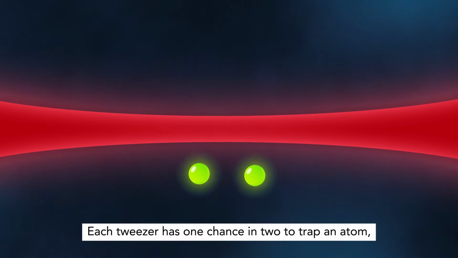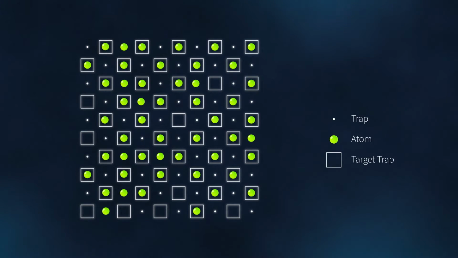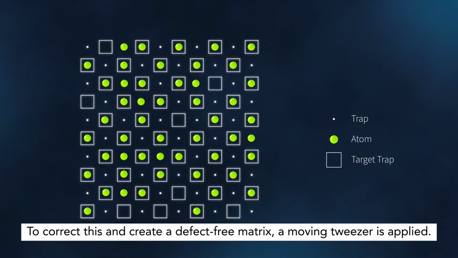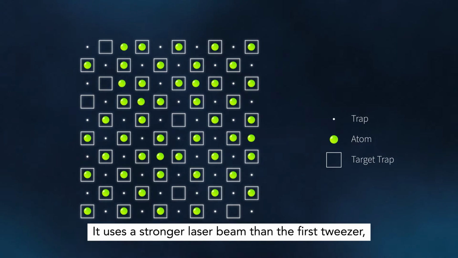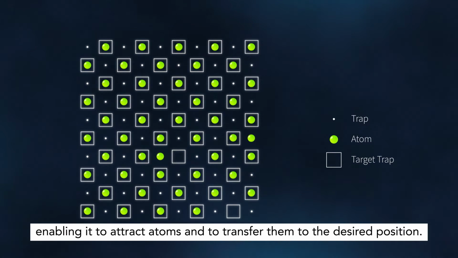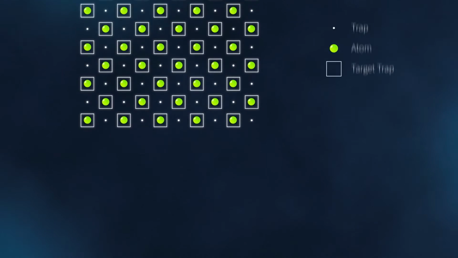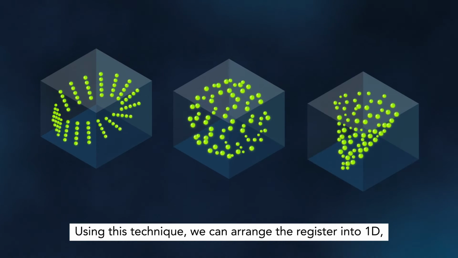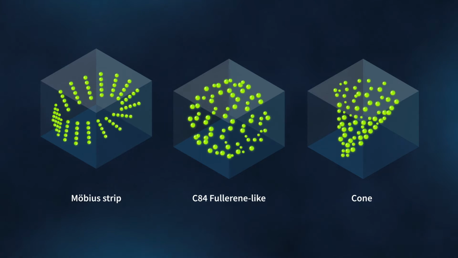Each tweezer has one chance in 2 to trap an atom, leading to a partial filling of the pattern. To correct this and create a defect-free matrix, a moving tweezer is applied. It uses a stronger laser beam than the first tweezer, enabling it to attract atoms and to transfer them to the desired position. Using this technique, we can arrange the register into 1D, 2D, or even 3D geometries.